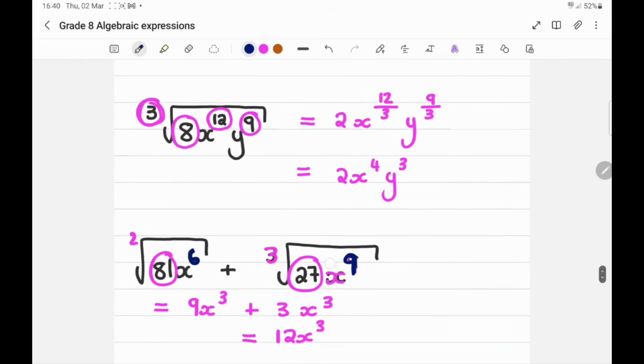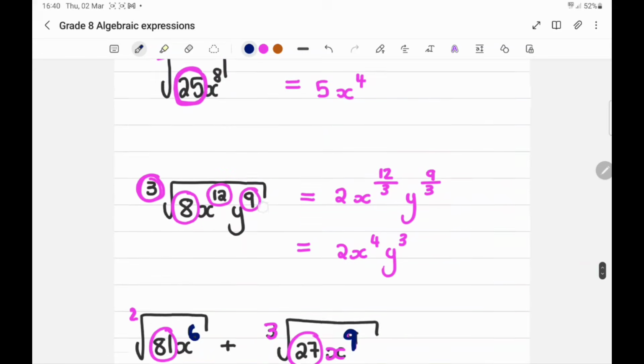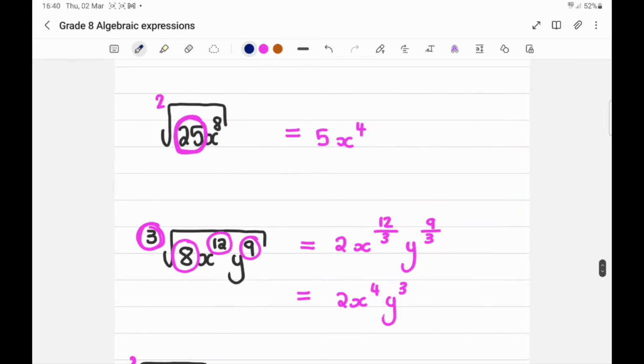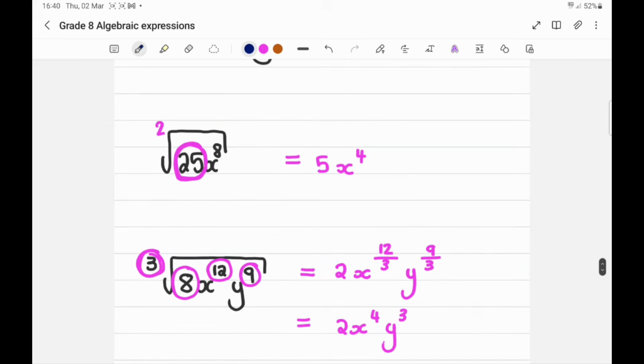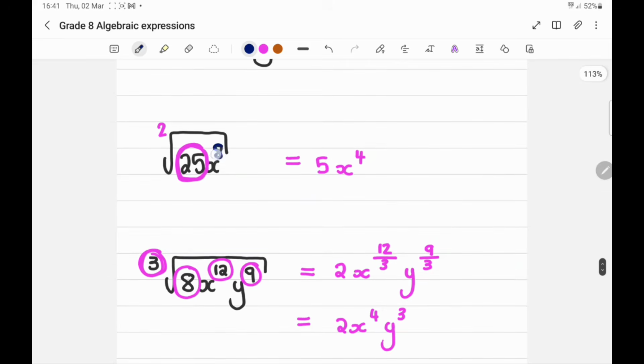Okay, so can you see when it's a cube root, it will always be counted in 3s. And if you've got a square root, this is much easier, it will always be an even number. Okay, because it should be divisible by 2.